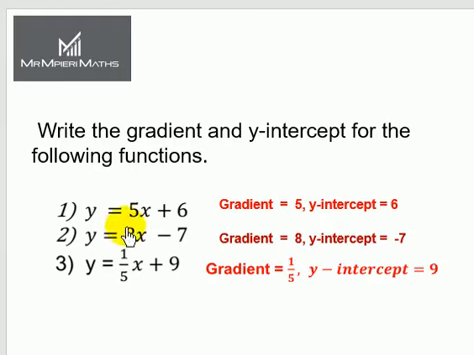Okay, on this particular question, the gradient is 5. The y-intercept is 6. And so that is done. Here, remember y equals mx plus c. Here, the gradient is 8 and the y-intercept is minus 7. The line passes through the y-axis at minus 7. That is done. If there is a negative sign here, you have to include that. On this particular one, the gradient is 1/5, and the y-intercept, which is c, is 9. And then that's done.